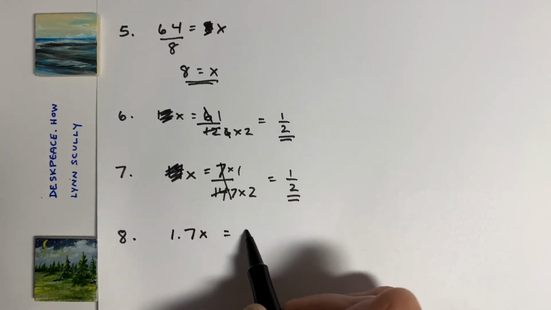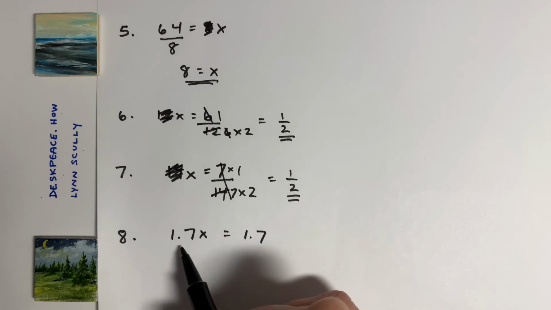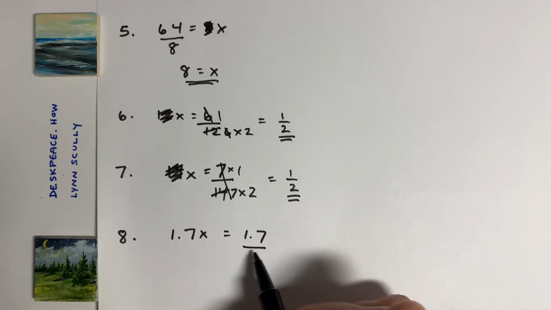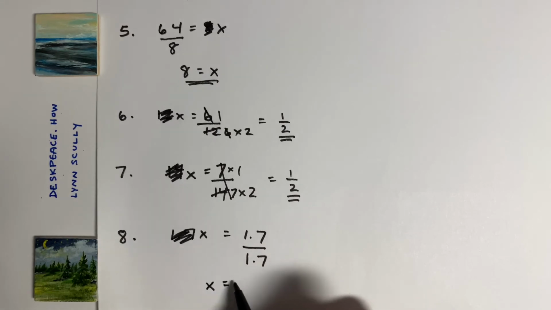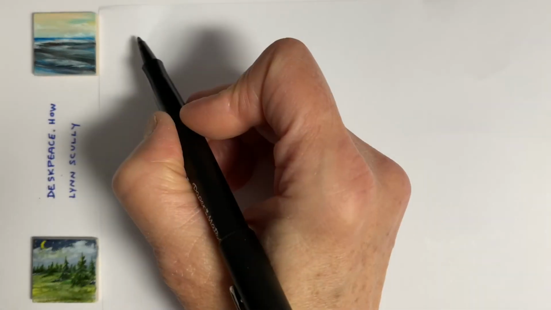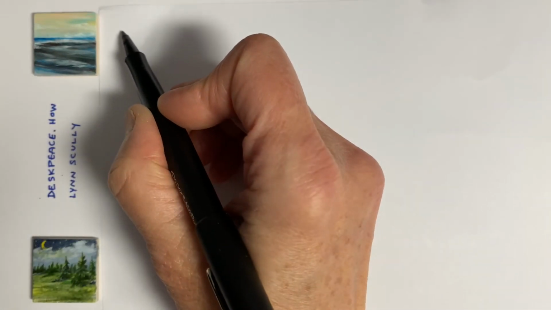Number 8. 1.7x equals 1.7. 1.7 is attached by multiply. Move it by divide to the other side of the equal sign. And I'm getting x is equal to 1.